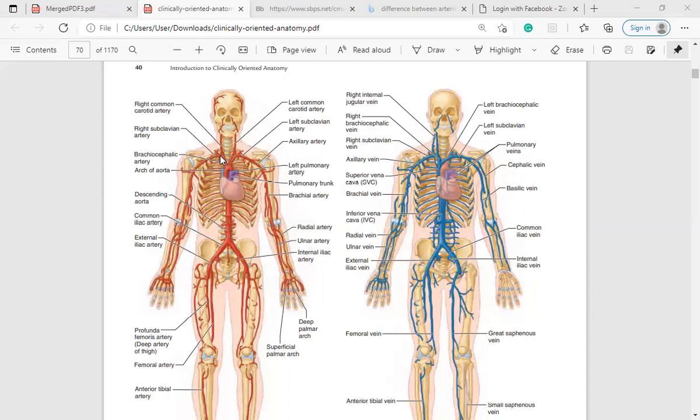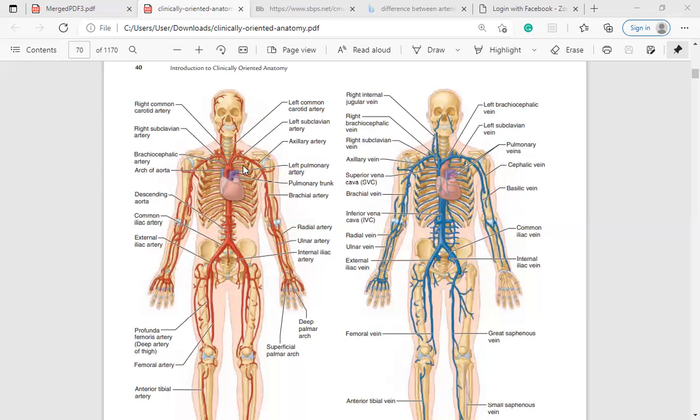So the only difference is that on the left, we have direct emergence of the subclavian artery and common carotid artery. On the right, you have a brachiocephalic trunk first, which now splits into the right common carotid artery and the right subclavian artery. Good. Then here, this is the pulmonary artery.